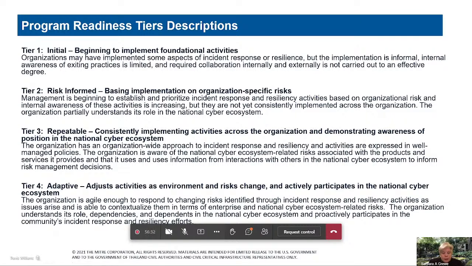Tier 4 is adaptive. This is the highest level of capability because the organization adjusts its activities as environment and risk change and actively participates in the national cyber ecosystem. This organization is agile. Next slide, please.